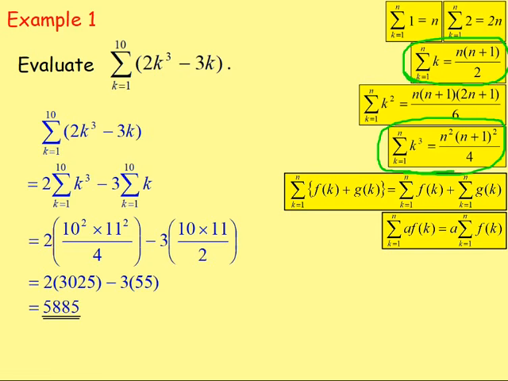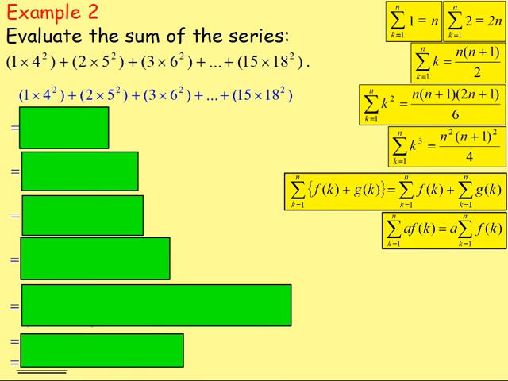5,885. Woo! Example 2, evaluate the sum of the series 1 times 4 squared plus 2 times 5 squared plus 3 times 6 squared plus all the way up to 15 times 18 squared.